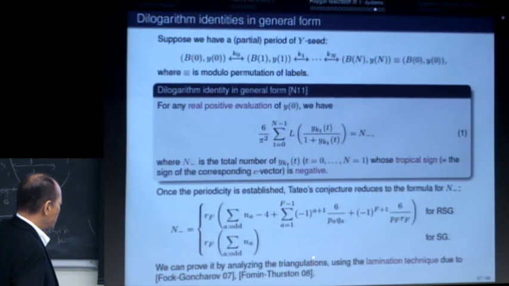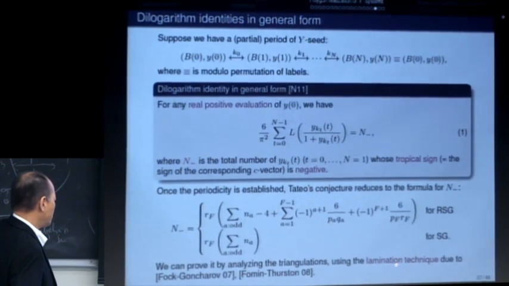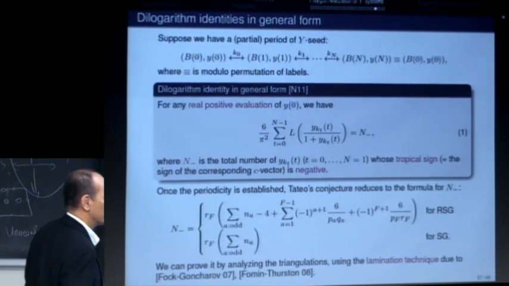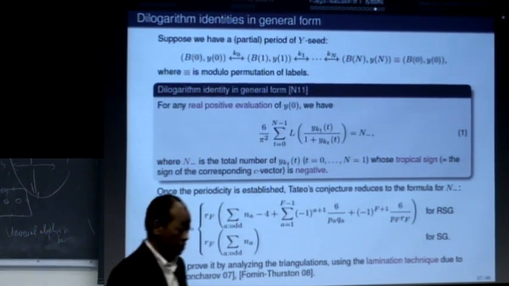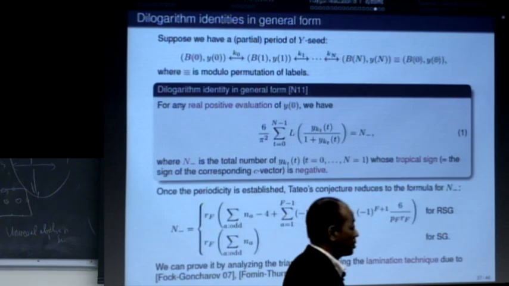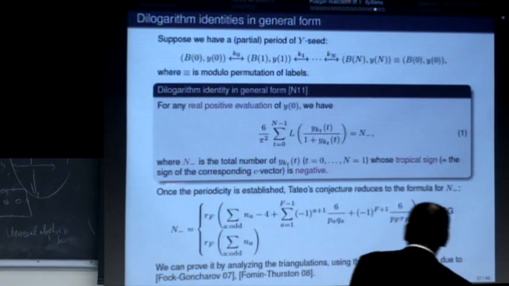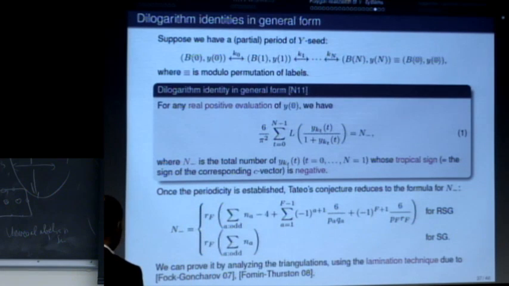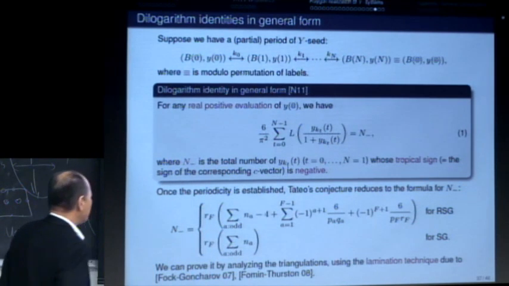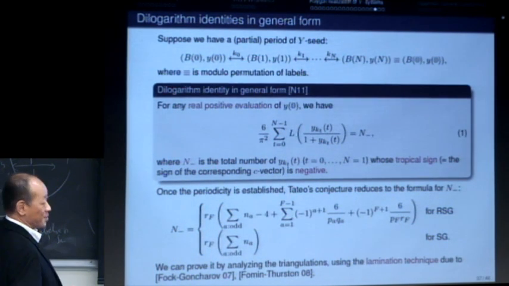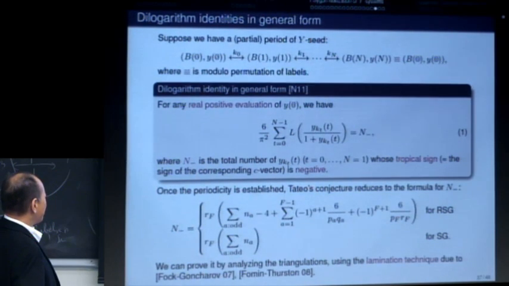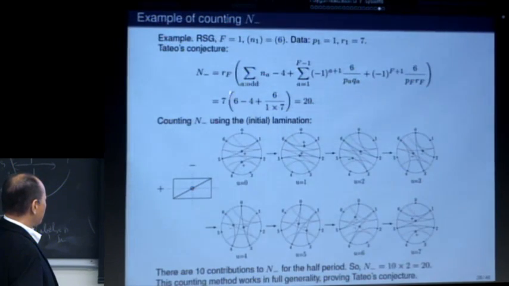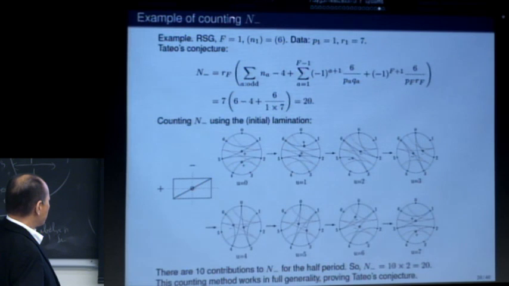So triangulation, again, is useful, using the lamination technique, due to Fock and Goncharov and Fomin-Thurston. But in this formula, n is an integer. Yes. And in Tateo's formula, it doesn't look so. Actually, this is an integer. It turned out to be an integer. It doesn't look so, but it is an integer. And so I now finish explaining this example.